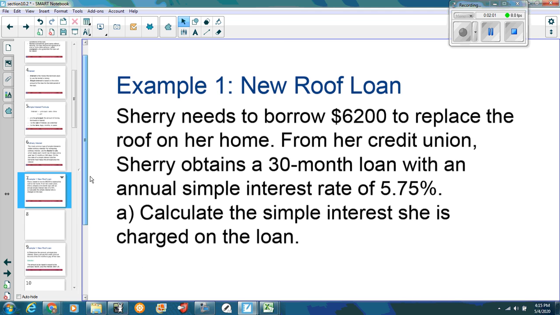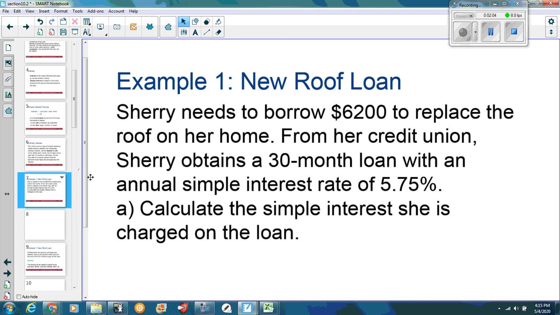So example 1, the new roof loan. Sherry needs to borrow $6,200 to replace the roof on her home from her credit union. She's going to get a 30-month loan, and the annual interest rate, okay, so this is in months and this is in annual, so that's why we're going to have to change those. Calculate the simple interest that is charged on the loan.